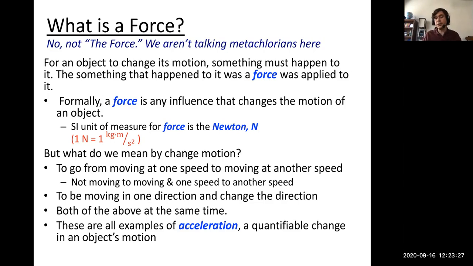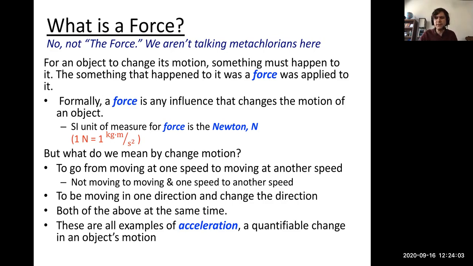If we're talking about velocity, it could be moving in one direction to moving in a different direction. That's a change in motion, right? To be moving in one direction and then move into a different direction. So that would be a change in motion. And it could be either a change in speed, a change in direction, or it could be both at the same time. So really, you could summarize all that as a change in velocity. To change your motion is a change in velocity.